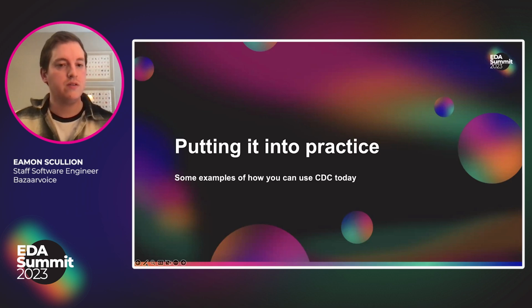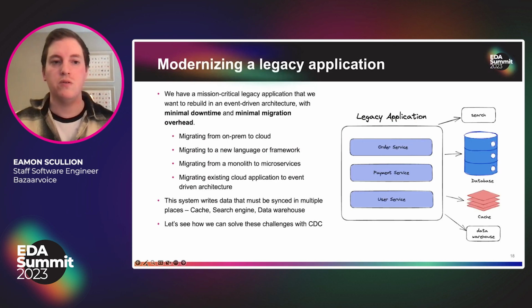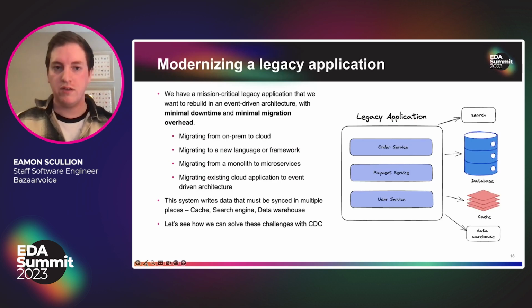So putting it into practice, here's some examples of how you can use CDC today. So let's say we have a mission critical legacy application that we want to rebuild in an event-driven architecture. And as part of this, we want to make sure there's minimal downtime and minimal migration overhead. Reasons for doing this might be you're migrating from on-premises to cloud. You might be migrating to a new language or framework. You might be migrating from a monolith to microservices, or you might already be using a cloud, but you want to revisit your architecture, maybe bring in some event-driven elements.